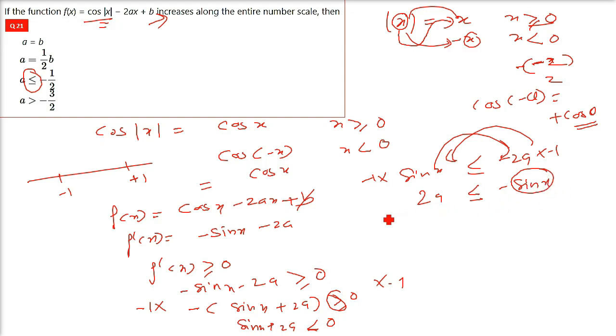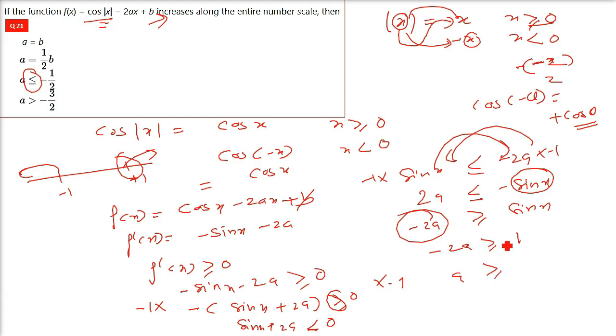But sin x is minus 1 or plus 1. But if you say I am lower than the lowest value of yours, or I am higher than the highest value of yours, that is, if I am higher than 1, or if I am lower than minus 1, that is the whole limit of sin x. So minus 2a is greater than or equal to 1, because the highest value of sin x is 1.